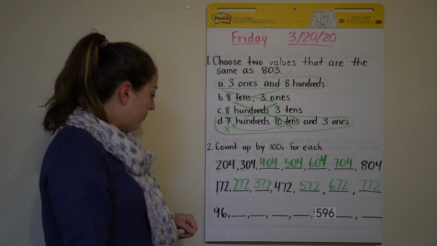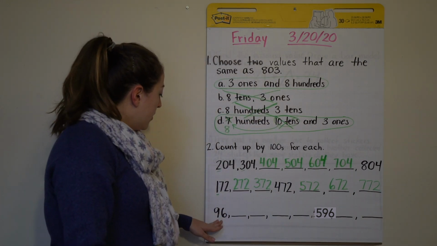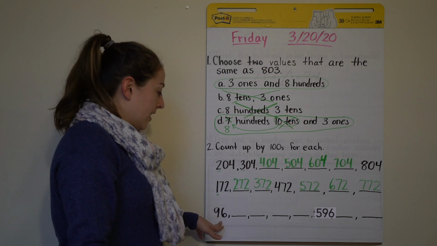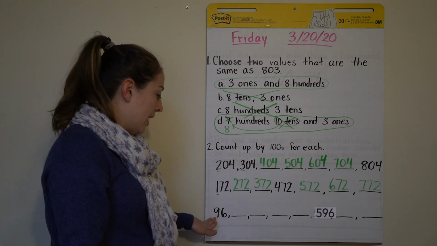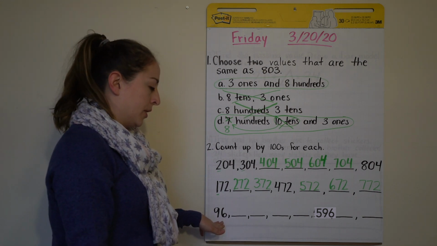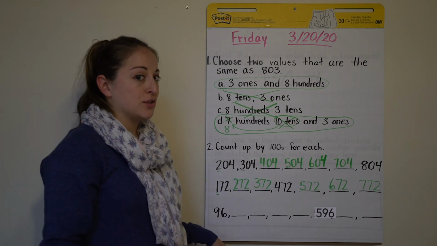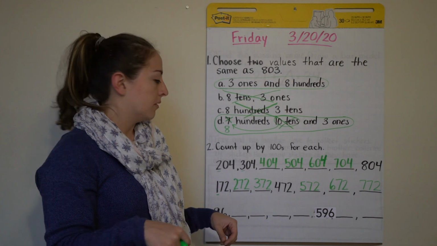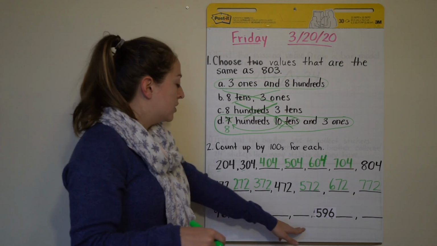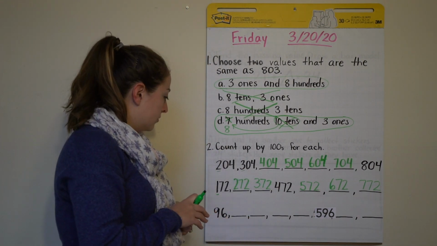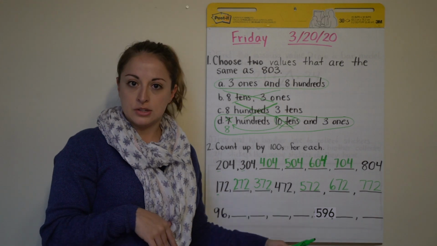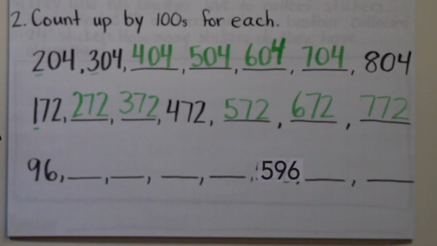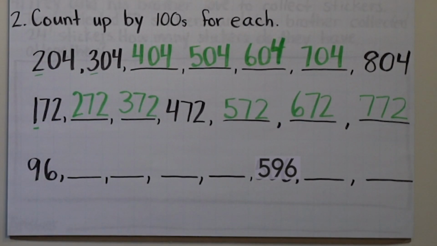All right, last one. This one says 96. Interesting, so we don't have any hundreds for this number. So think about what's gonna happen when we add 100 to it, okay? I want you to do this on your own, and then we're gonna see if our answers match. So you can get started.